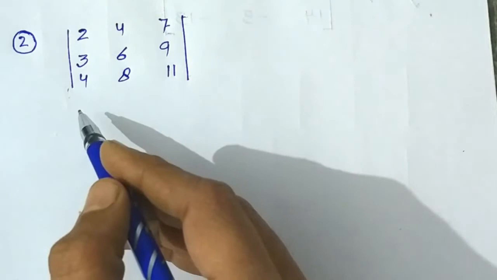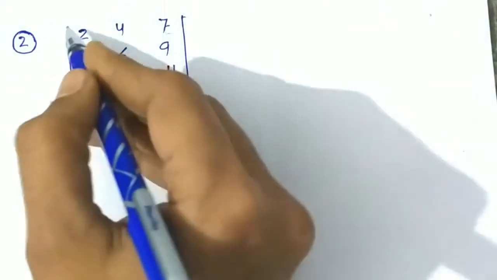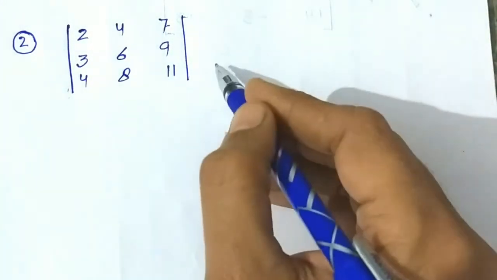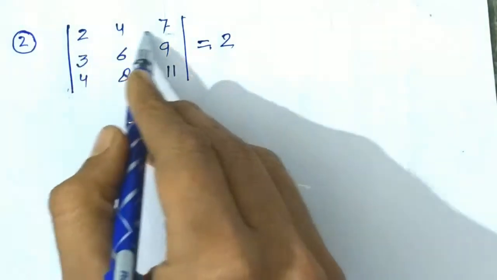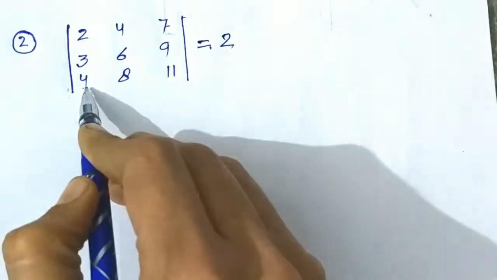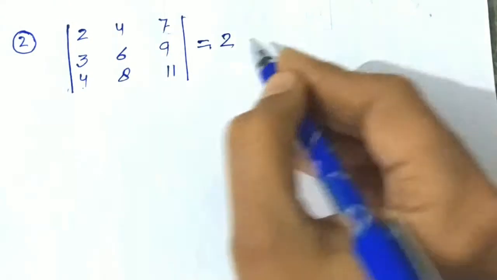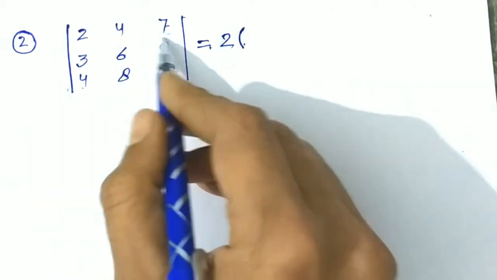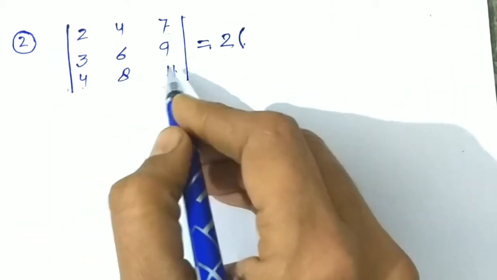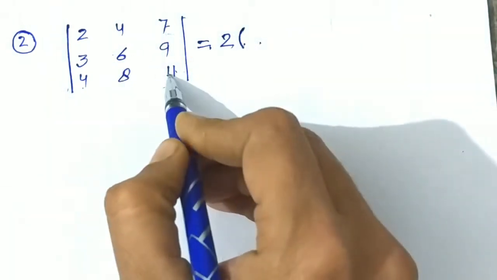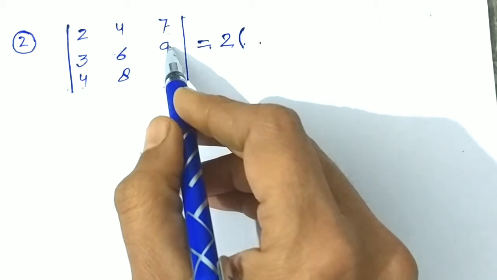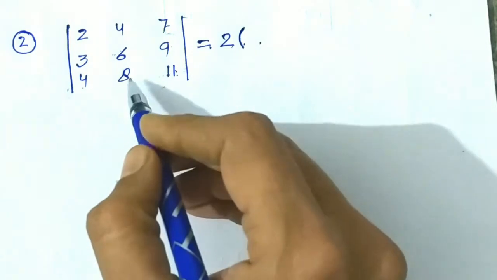Now the second sum is a simple evaluation of a 3 by 3 determinant, where all the elements are numerical. So what's the way? First write 2, and this row and this column we have to eliminate in mind. Then these four elements are left, which will be put in a bracket in the form of the difference of the cross multiplication, in the same way as we have done in 2 by 2 order. The first product is taken from the top left to the bottom right, and the second product from the top right to the bottom left, with a minus sign between them.